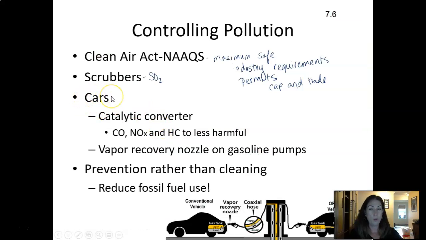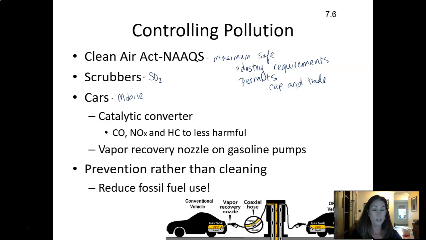Now, other things to help with our mobile sources of pollution would be a catalytic converter. So a catalytic converter on a car will help to minimize carbon monoxide, and it takes the carbon monoxide, NOx, and hydrocarbons, and it converts it to something less harmful.